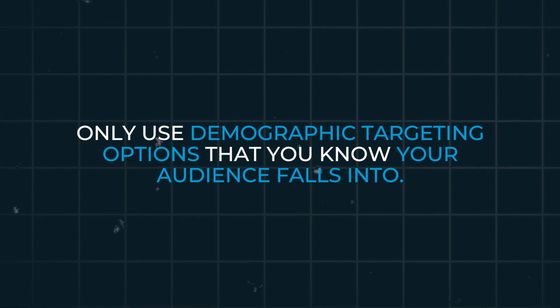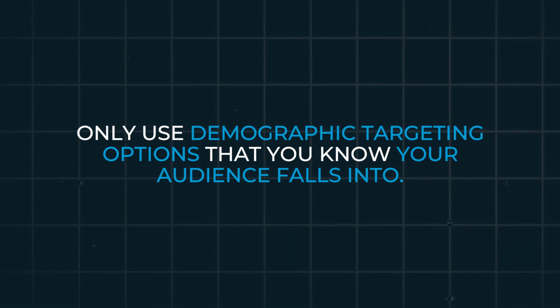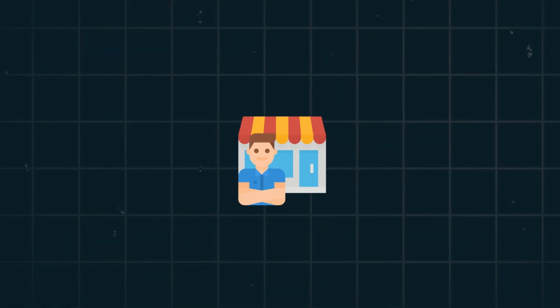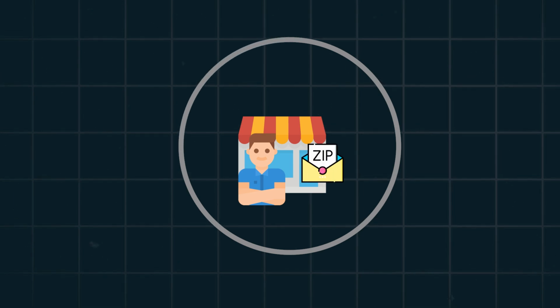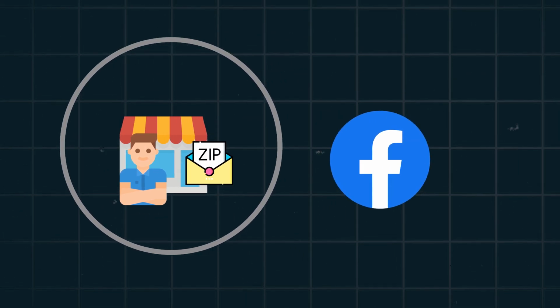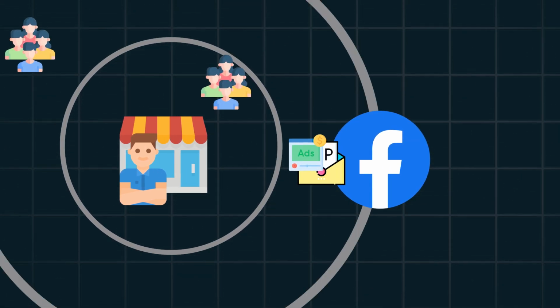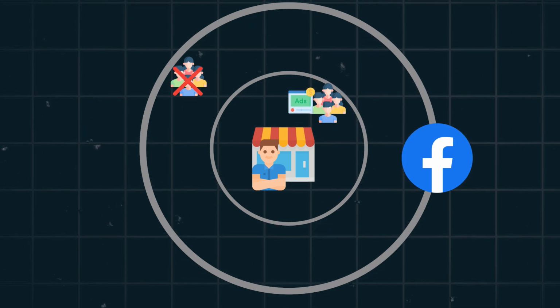You want to leave your audience size a little bigger and give Facebook the freedom to do what it does and only use demographic targeting options that you know your audience falls into. For instance, if you only sell to a specific local radius, you can input those zip codes to tell Facebook, my audience lives in this area. Don't show the ad to anyone who lives outside of that area.